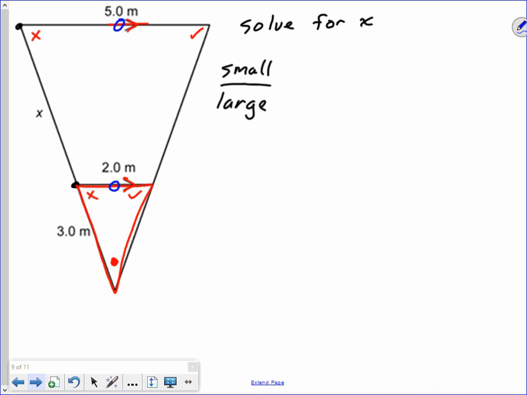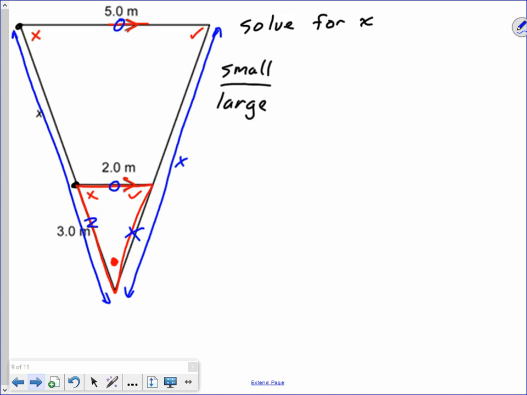This side, we'll use an X right here in our small triangle, is going to correspond to this entire side here in our big triangle. Same thing on the other side. If this is in our small triangle, we want this entire side here in our big triangle.